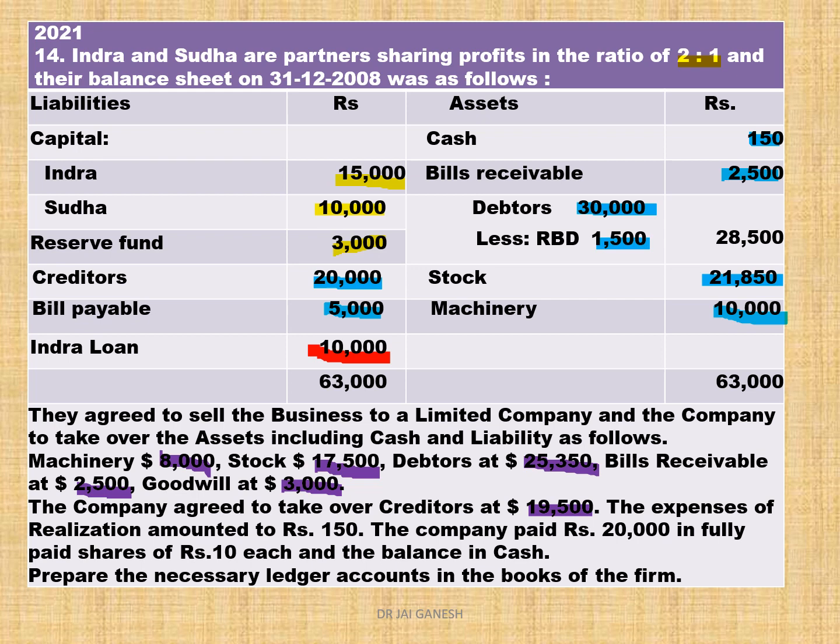Expenses of realization amounted to rupees 150. So this is called realization expenses. The company paid 20,000 in fully paid shares of rupees 10 each and balance in cash. 20,000 they give through shares, partly shares. The remaining balance they give as cash. Prepare ledger accounts in the books of the firm.